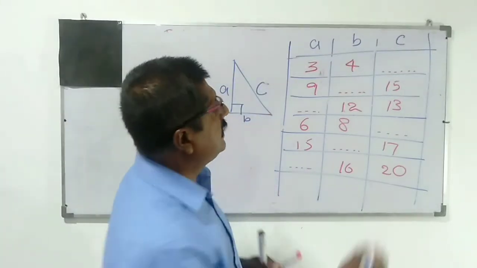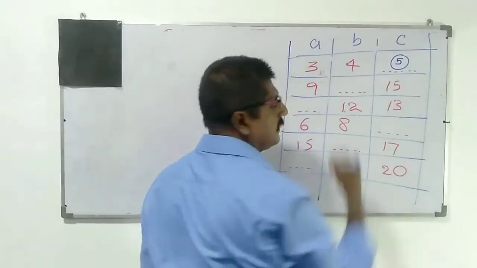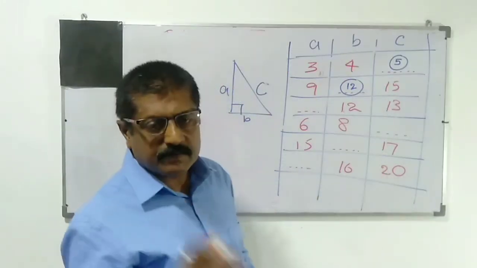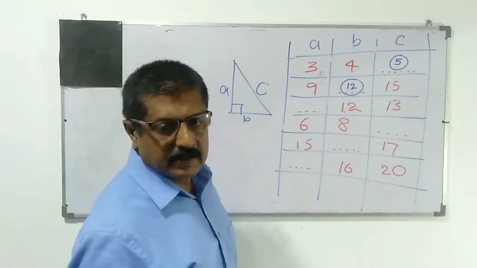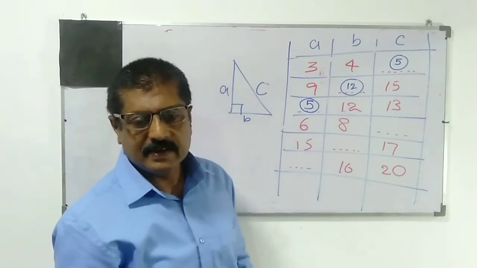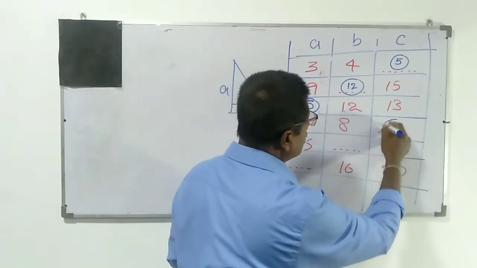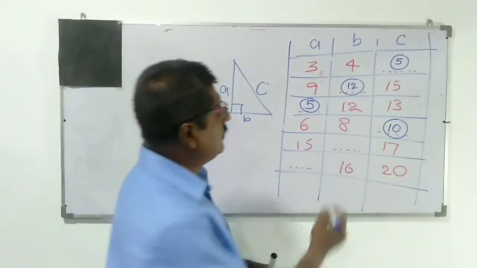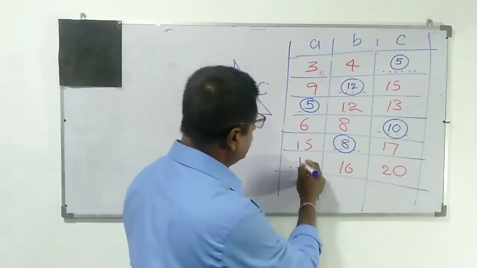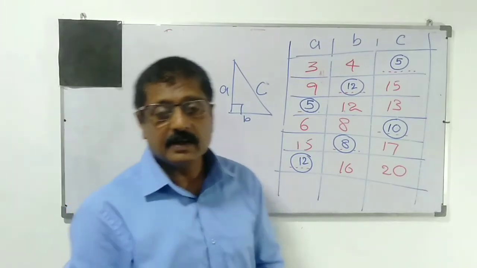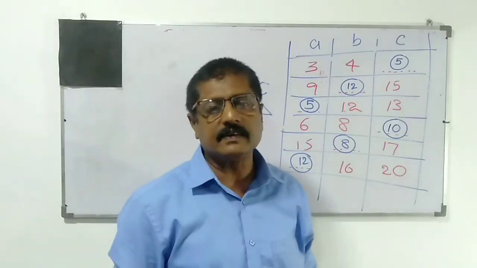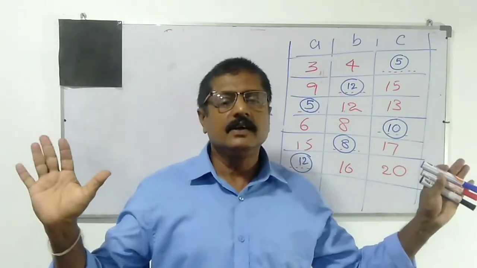This is 5. Check whether you get 5. This is 12. Check whether you get 12. This is 5 again. This is 10. How much is this one? This is 8. How much is this one? This is 12. Now you can do your calculation and check whether you can get these answers. If you can get these answers, then you know it.